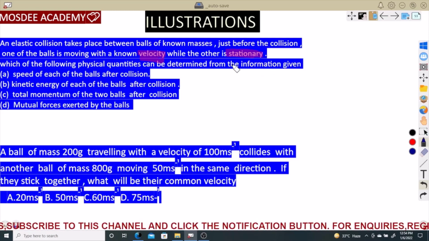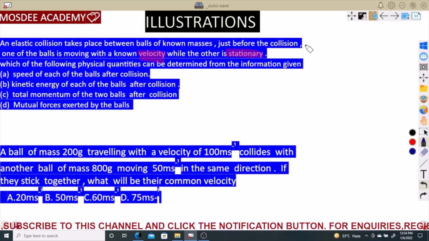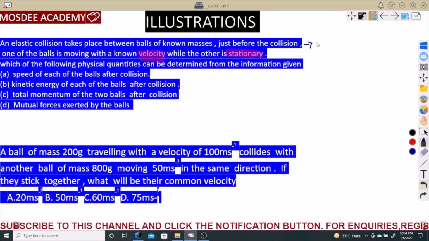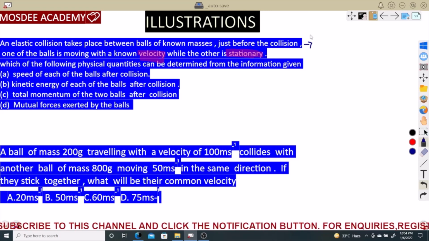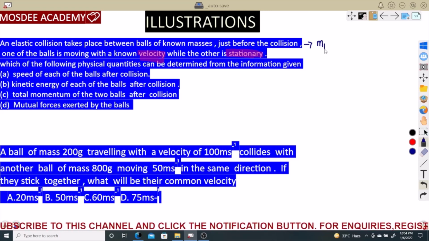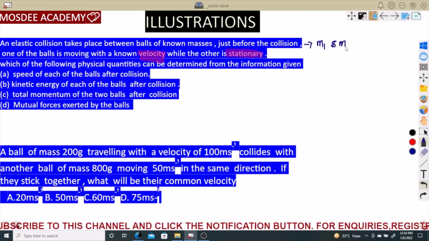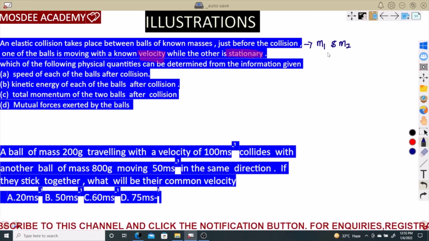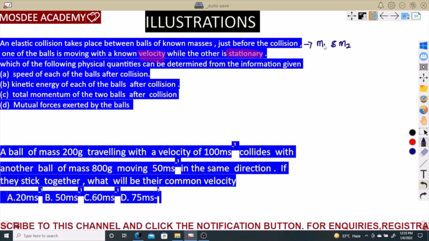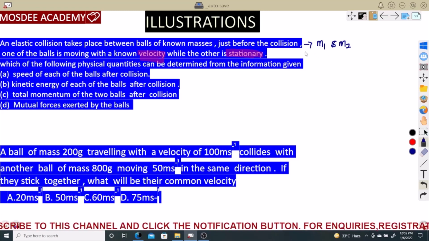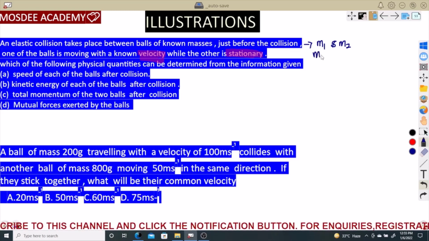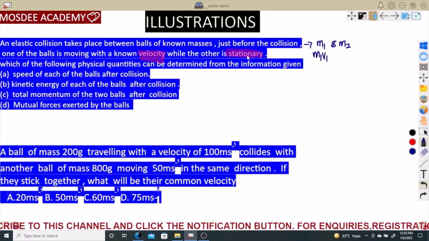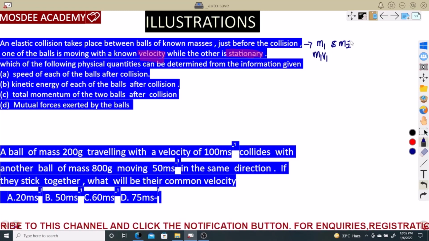So let's start. They have different masses. Let's say the first mass, just for us to understand the solution, they said balls of known masses. Let's say the first mass is m1, and the second mass is m2. So if this is the case, we can go by the momentum of the first one, which is m1 v1. The second one is stationary, that means the velocity is 0. So v2 is equal to 0.